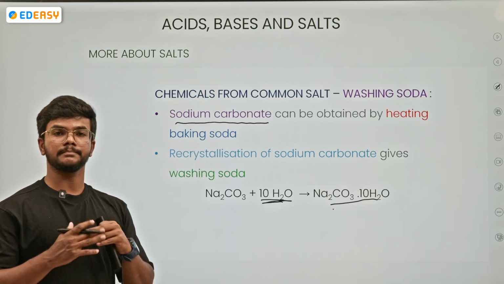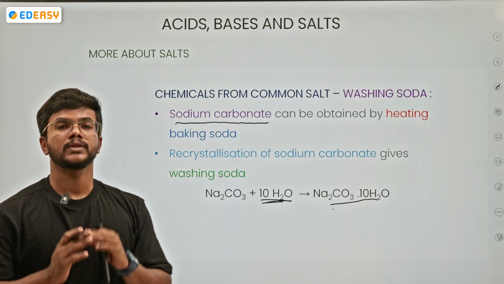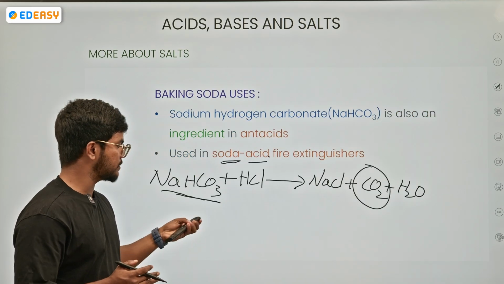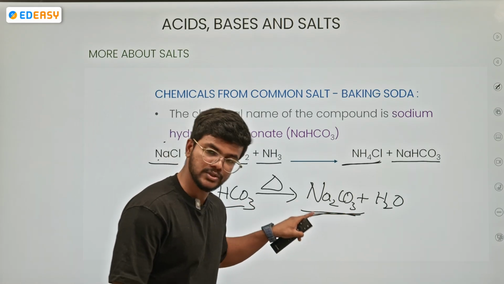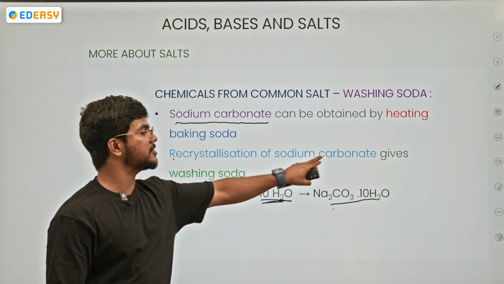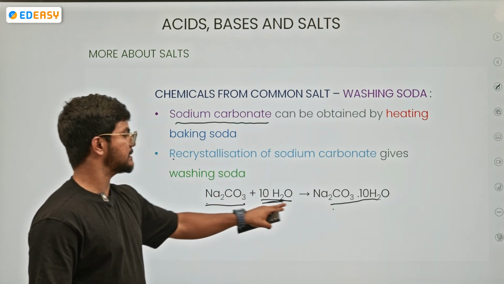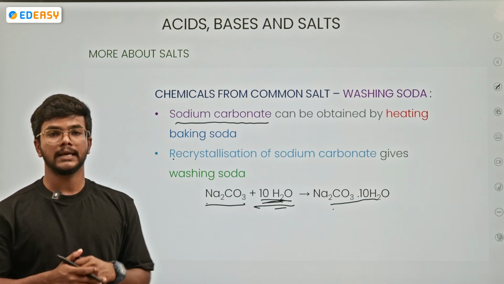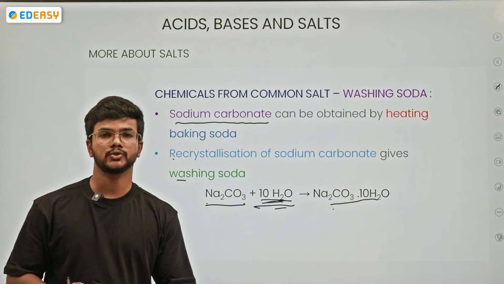So when baking soda is heated, it gives Na2CO3. Recrystallization of sodium carbonate: sodium carbonate, Na2CO3, when it is reacted with 10 aqua molecules. Recrystallization means reaction of water with the crystal. It gives washing soda. Okay.